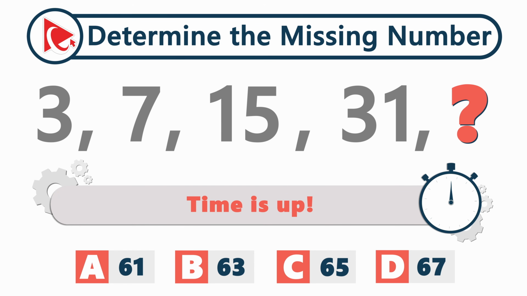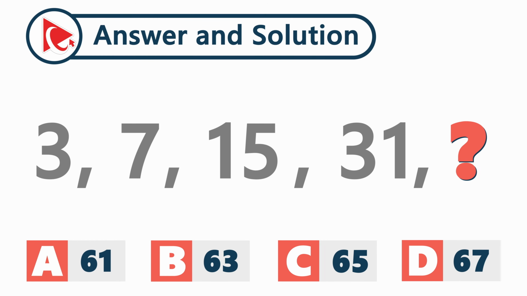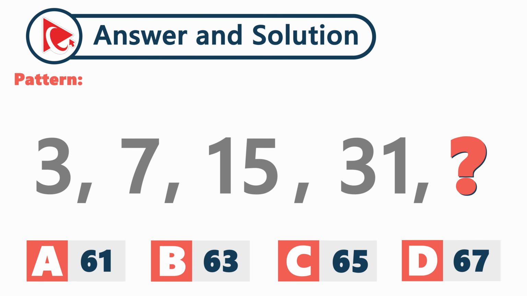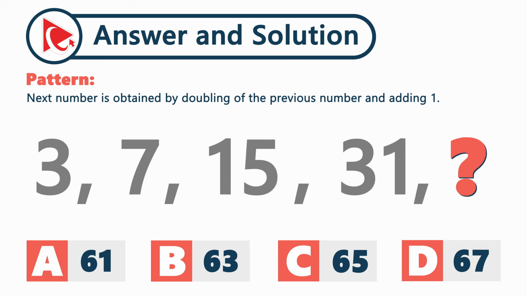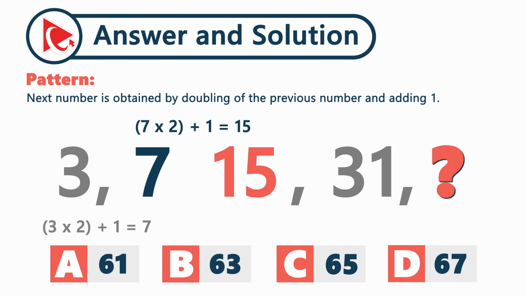Time's up. Are you ready with your answer? I hope you are, since the pattern here in this question is extremely simple. To calculate the next number, you need to double the previous number and add 1. Let's look at the example. To get from 3 to 7, we need to double 3, which would equal 6, and add 1, which would result in 7. To get from 7 to 15, we need to multiply 7 by 2 and add 1, and the result would be 15.